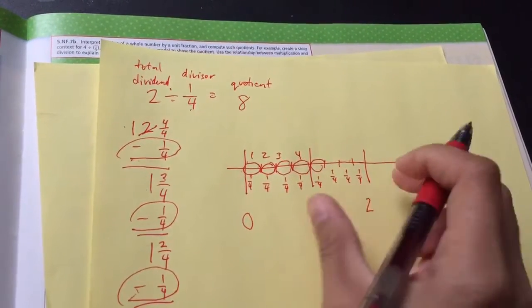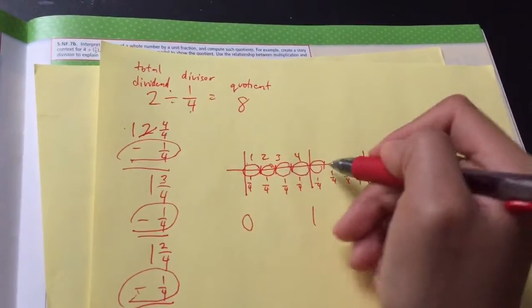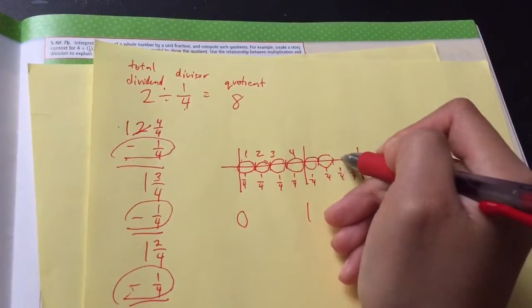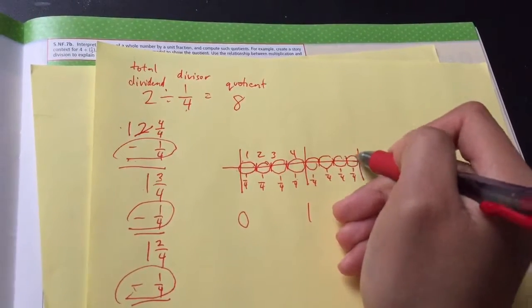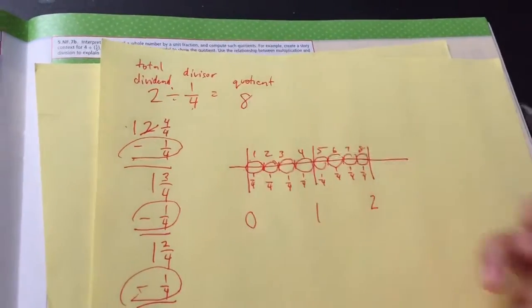1, 2, 3, 4. 4 fourths make 1 whole. 1, 2, 3, 4. 4 fourths make a whole. And all together, I have 5, 6, 7, 8. 8 pieces.